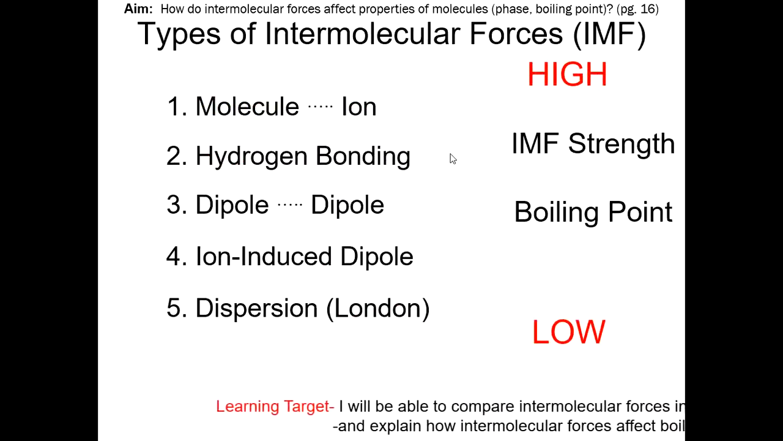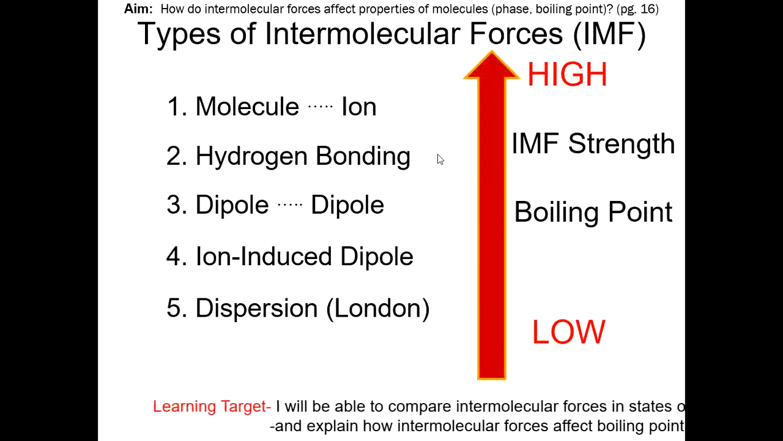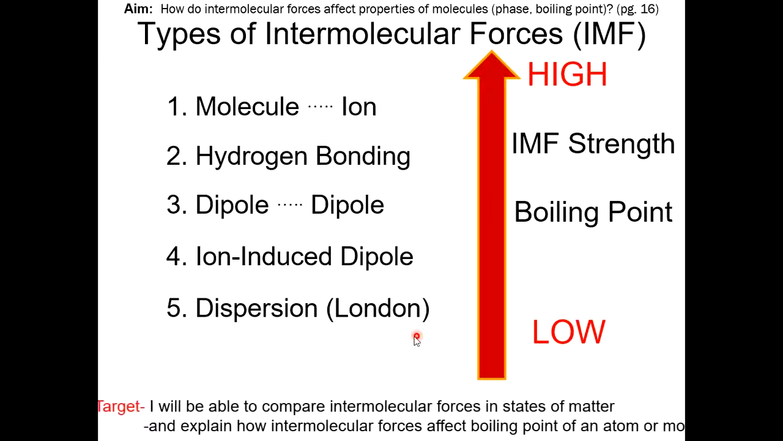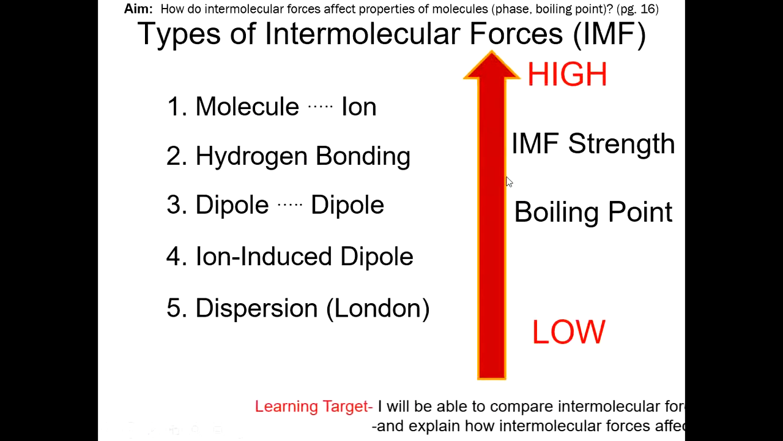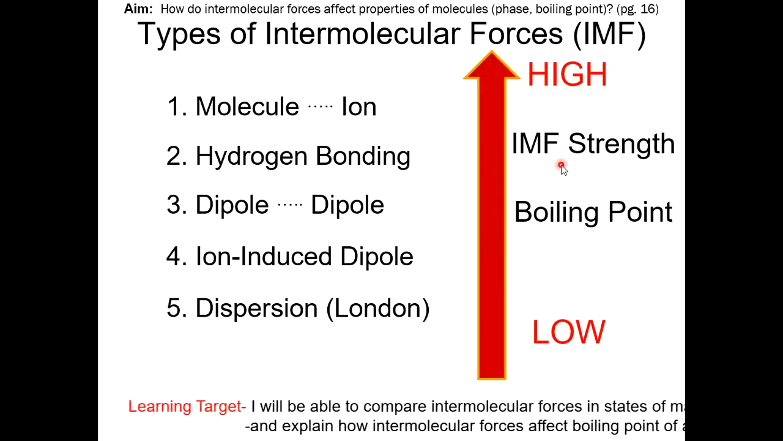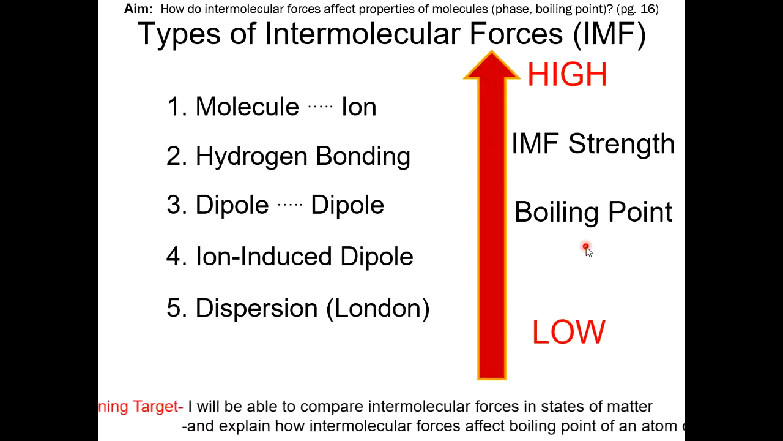Just to review, this is showing the relative strength of each intermolecular force. Molecule-ion is the strongest, while dispersion is the weakest. There is a direct relationship between intermolecular force strength and boiling point. The stronger the intermolecular force, the higher the boiling point.